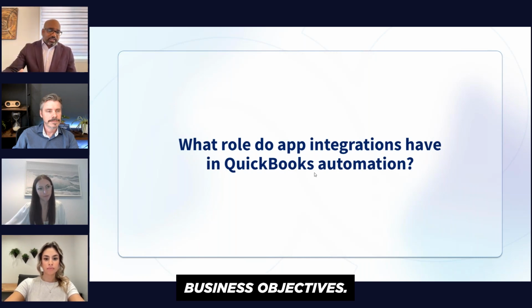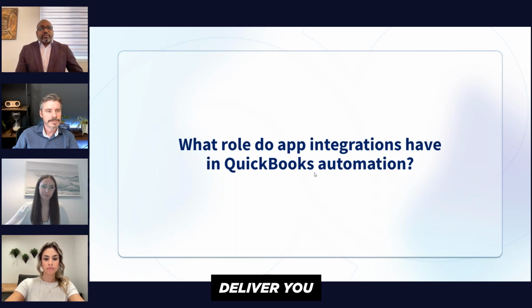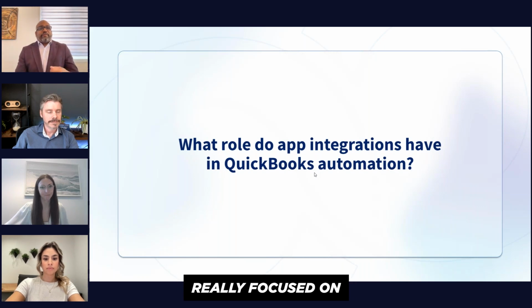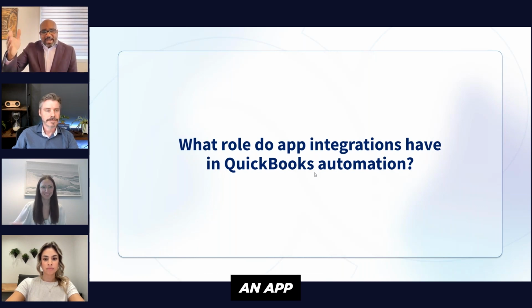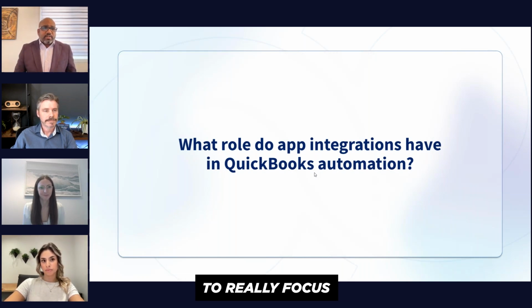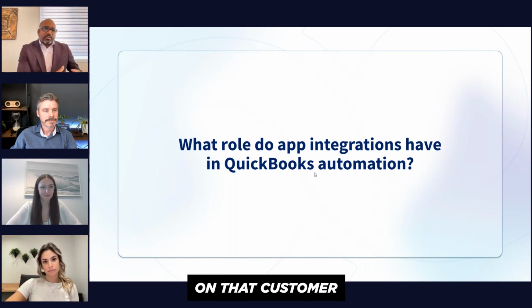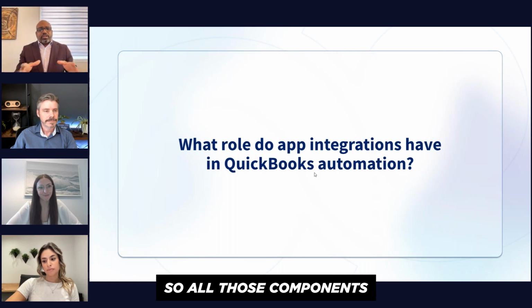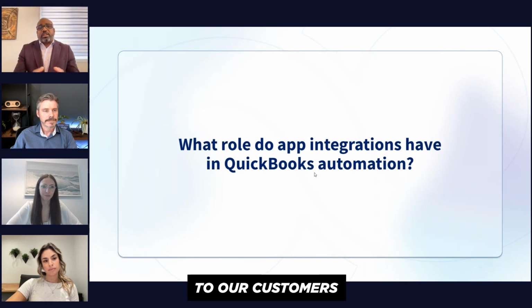achieve their business objectives. And even, I would say, compared to some ERP systems, deliver you a better experience, because now you're really focused on an app partner whose core focus is what they do. For example, Rewind, right? You're talking to an app partner who's really focused on that. It allows QuickBooks to really focus on that financial management piece, and it allows Method to focus on that customer relationship piece, right? So all those components together is really what we look to propose to our customers when they're looking for these more complex environments.